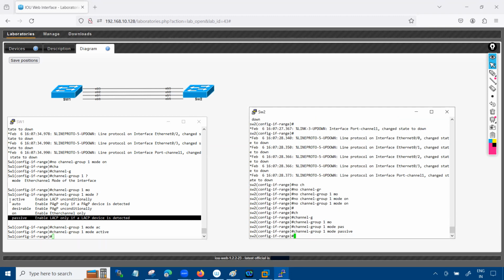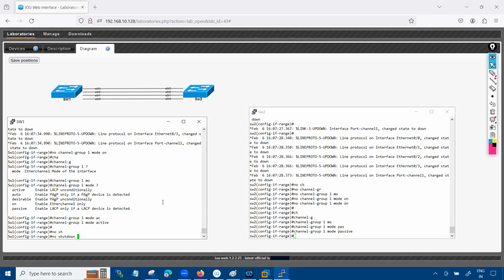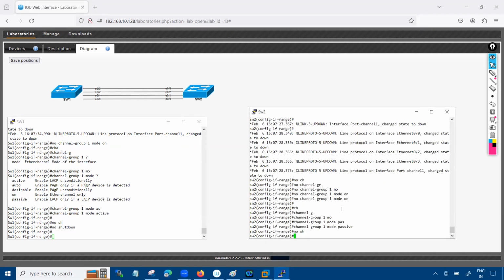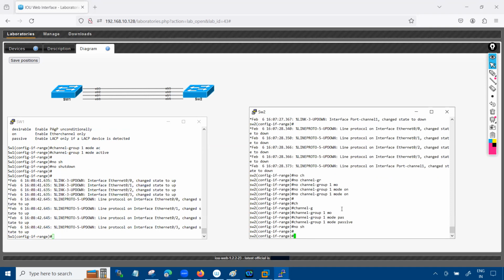Right? If you have active, what does it mean? Enable LACP unconditionally. So I can send the request, I can accept the request, no issue. So now if I'm going to turn on this interface, no shutdown and no shutdown, right? It's going to work.